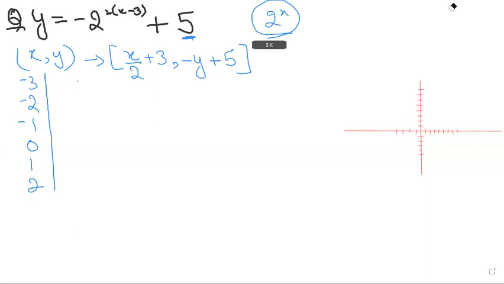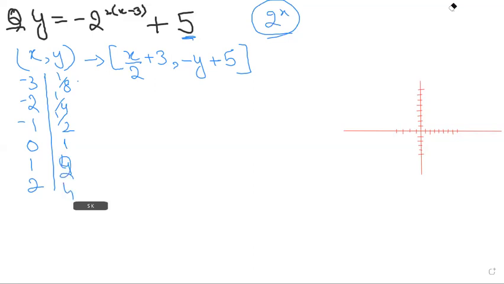I'm going to put negative 3 into this 2 to the power x. I will get 1 by 8. If I put negative 2, I will get 1 by 4. For negative 1, I will get half. Similarly, for 0, I will get 1, because anything whose power is 0 equals 1. It's our exponential rule. And if I put 2 in it, 2 to the power 2 will make it 4. That's our coordinates.